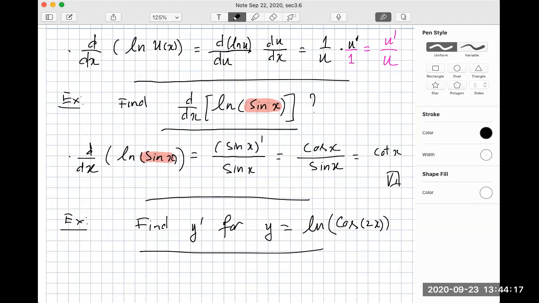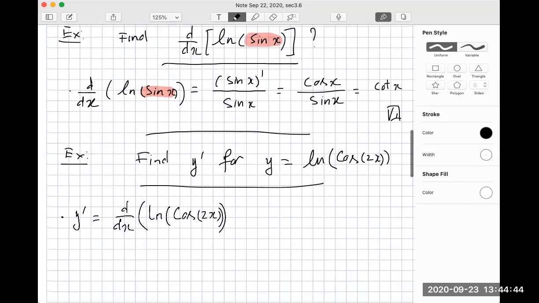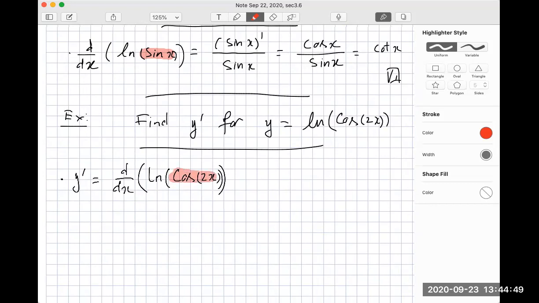Oh, it looks scary. Okay. Now, y prime, which is d over dx of ln cosine of 2x. And in this case, what is our u? Perfect. We determined that u is cosine of 2x. And from the formula, what do we have? Again, please. Perfect. The derivative of cosine of 2x divided by itself, right? Thank you.